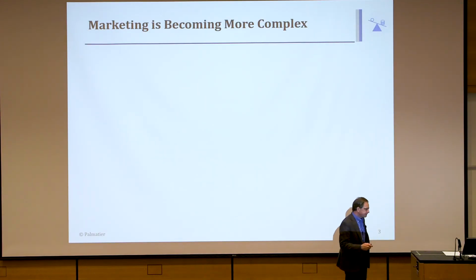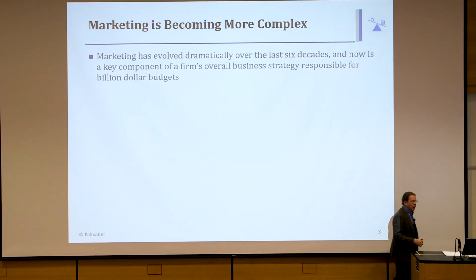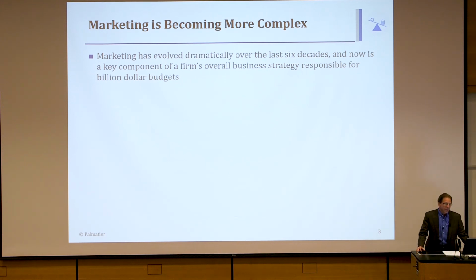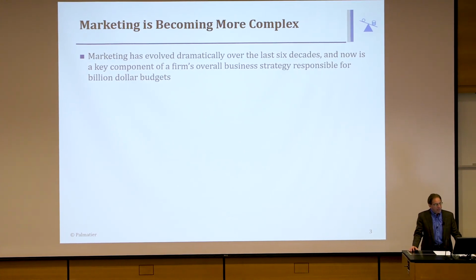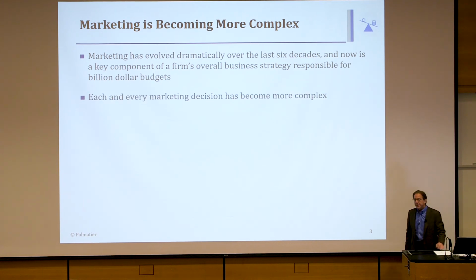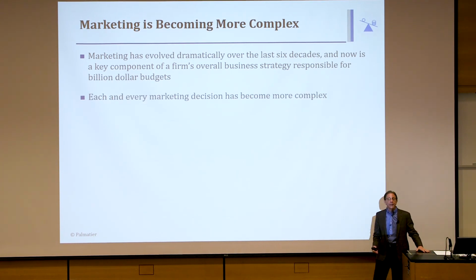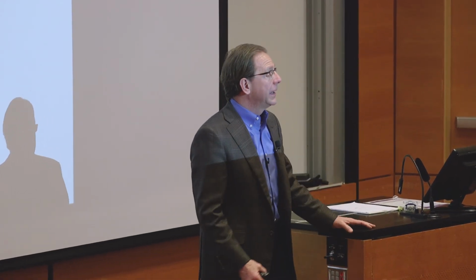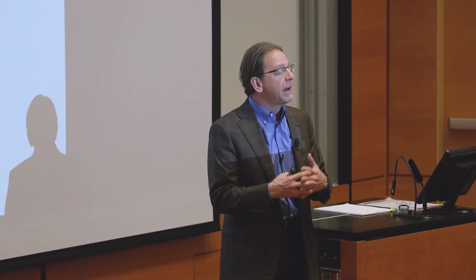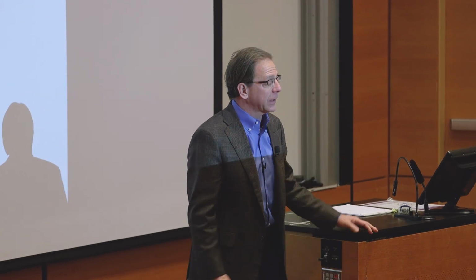Kind of an introduction. Overall, marketing has evolved dramatically over the last 6 decades, and is now a very key component of many of the Fortune 500 firms, if not all firms. And they're spending billion-dollar budgets. However, over this time, marketing has become much more complex. Rather than just saying, here's my product, what am I going to price it, let's go sell it, as you've seen as we went through these, there's a lot more to it, much more sophisticated.